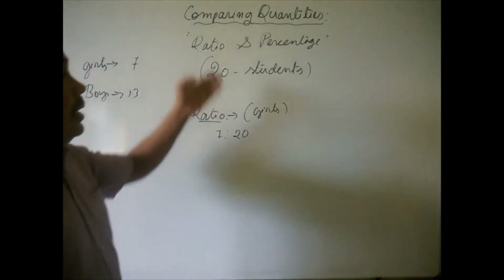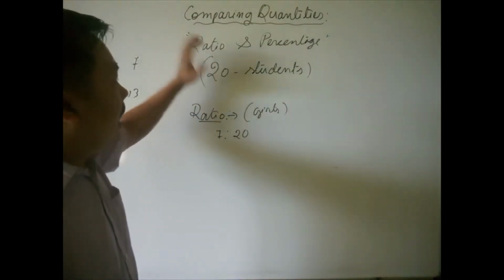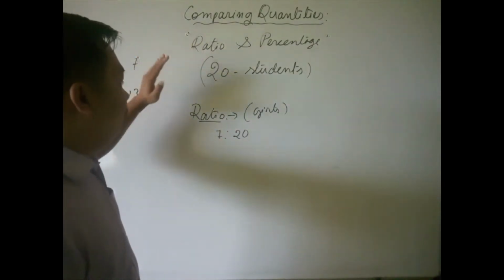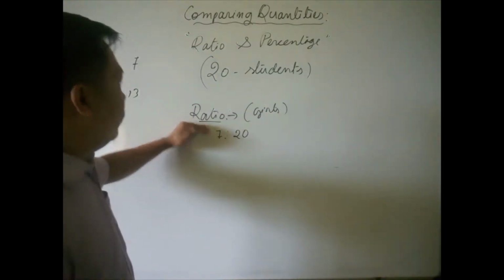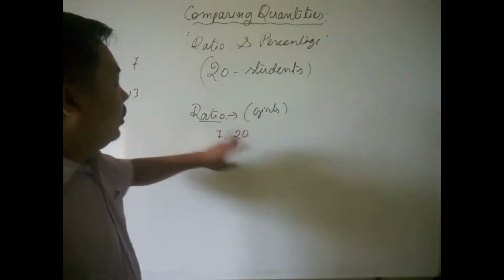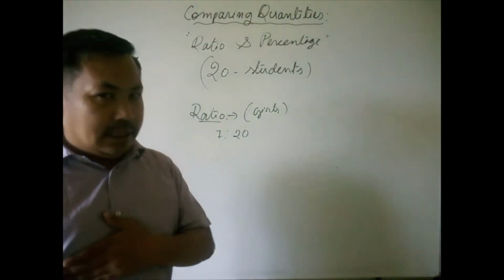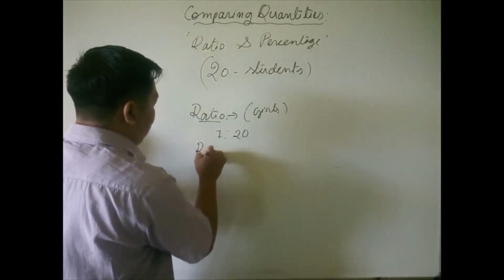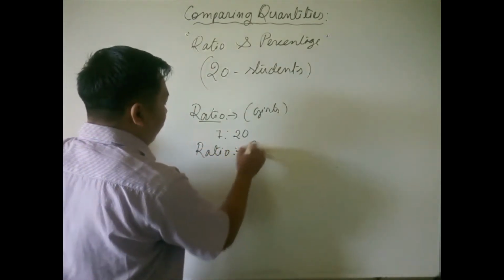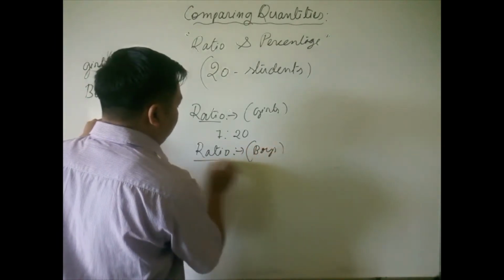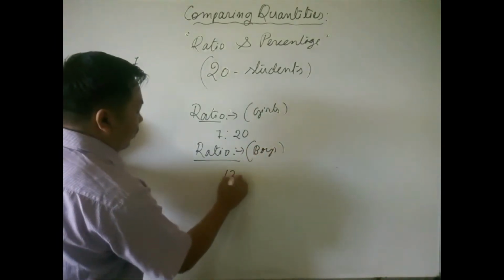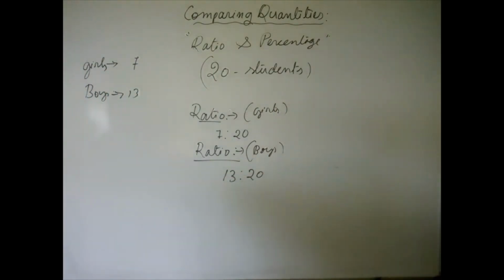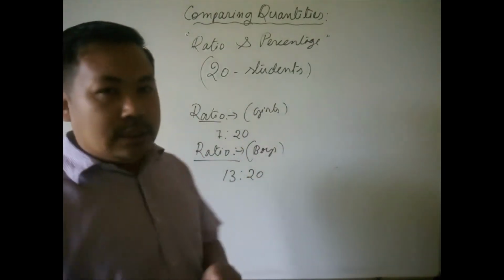Okay, 7 is to 20 is the ratio of the girls in class A, for example. Let's say in the class there are 20 students, and out of that 7 are girls. If we want to represent the girls in the form of ratio, then we can write 7 is to 20. 7 is to 20 is the ratio of the girls in the class. Then the ratio for boys: how many boys are there? 13 boys are there. 13 is to 20. Understand? Yes. So this is how we represent the given quantities in the form of ratios.